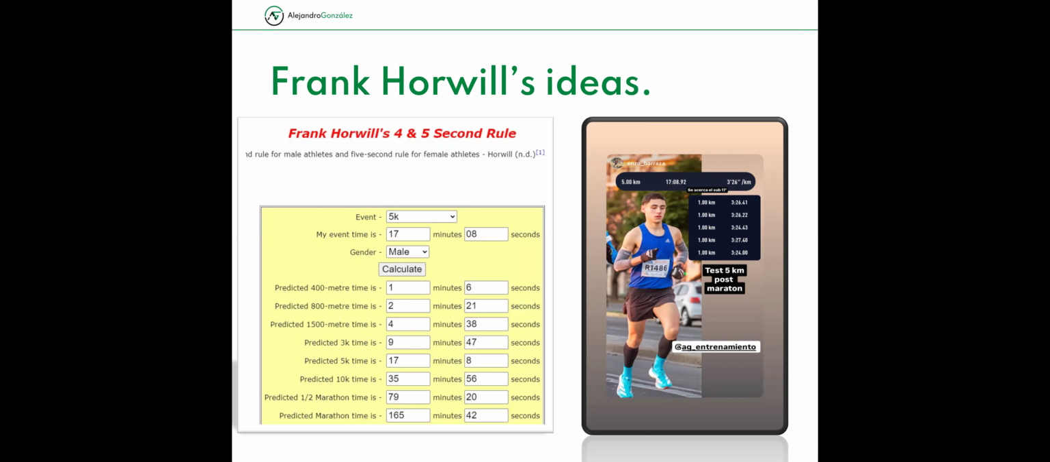Basically it says that when you go up in distance from 800 meters to a mile race, from the mile race to 3 kilometers, 5 kilometers, 10 kilometers, half marathon, and marathon, you have to add 4 seconds every 400 meters if you are female, and for male you have to add 5 seconds.